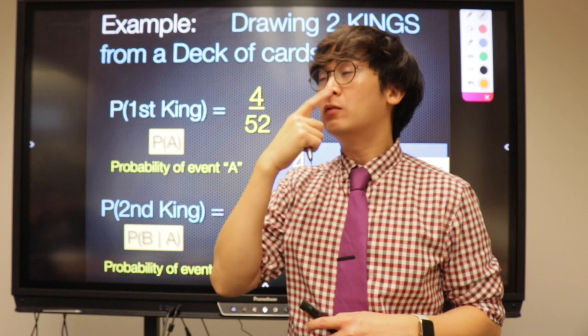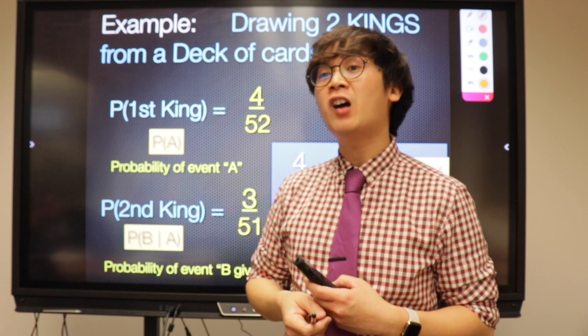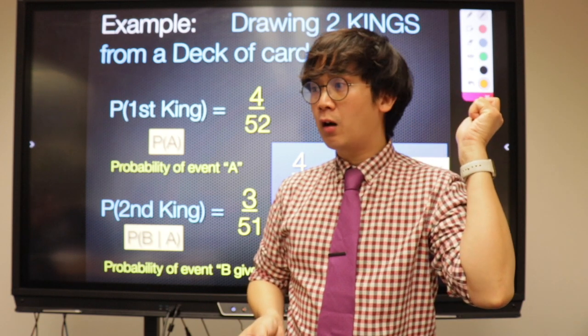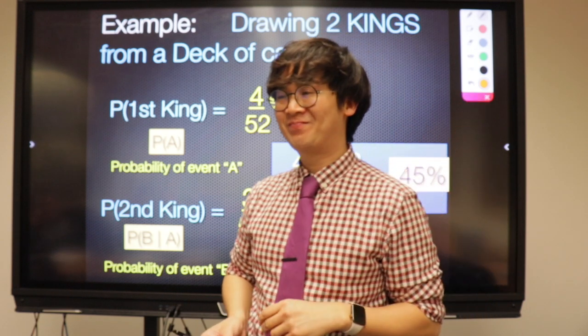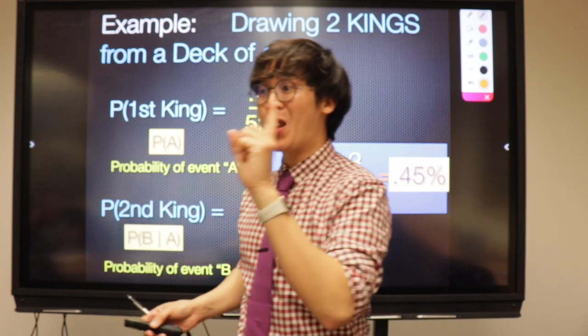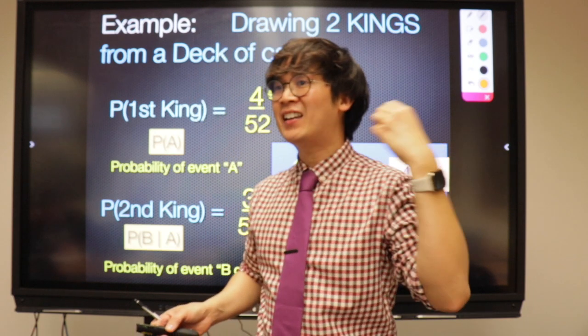Another example would be, what's the probability that when you pick 3 cards, it's going to be a number card, a face card, and an ace?